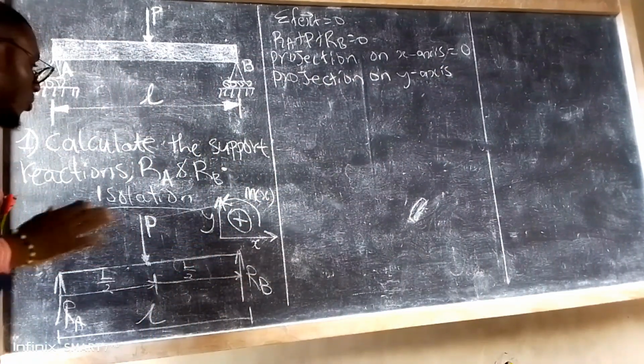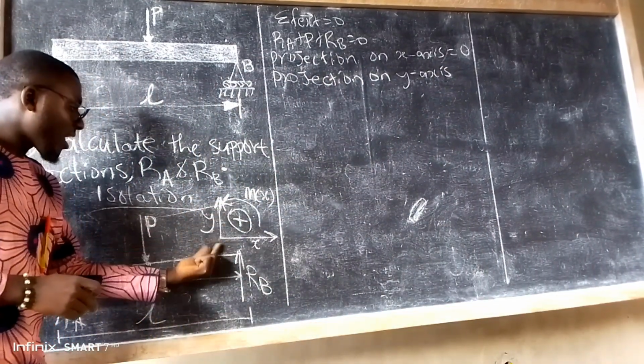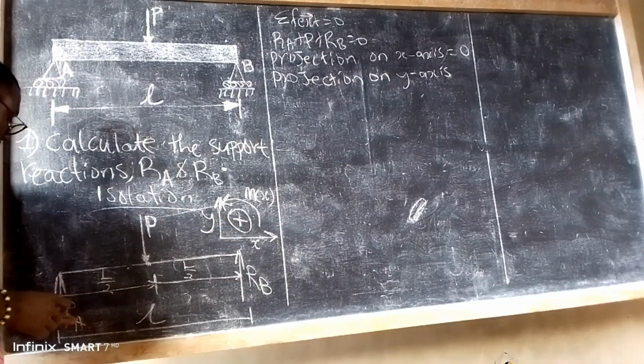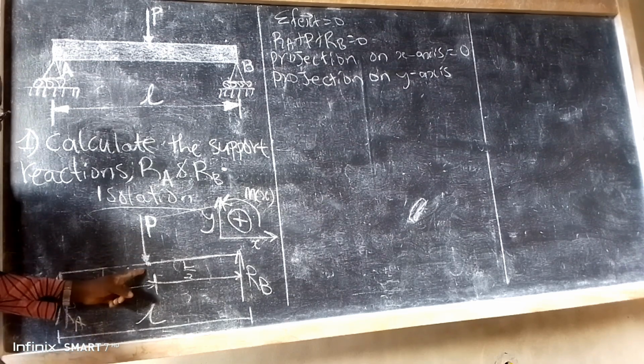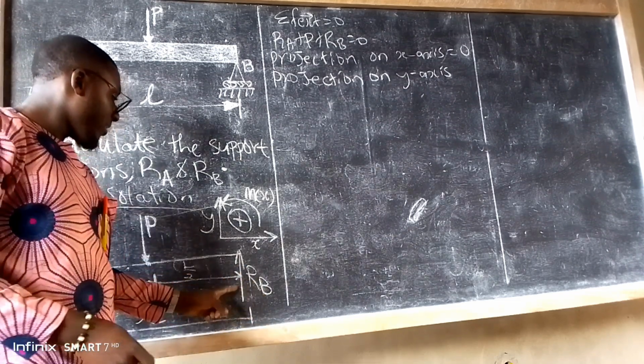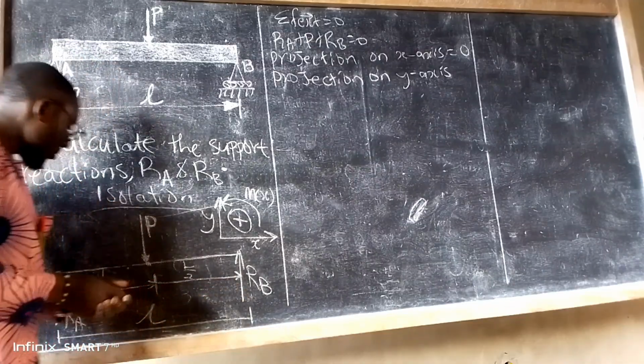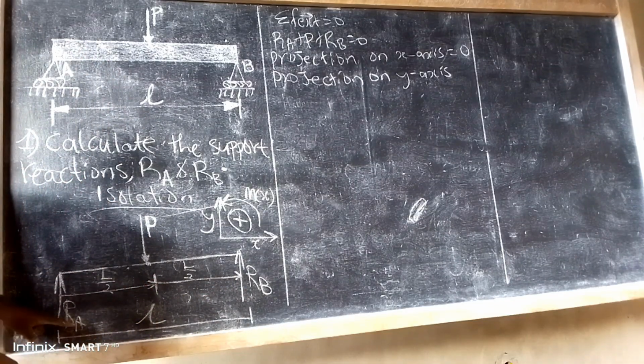Now, our projection on the Y axis simply talks of the vertical forces found on this beam, or on this structure. Looking at this beam, we discover that RA is a vertical force, P is a vertical force, and RB is a vertical force as well. Now, we are going to start with RA.